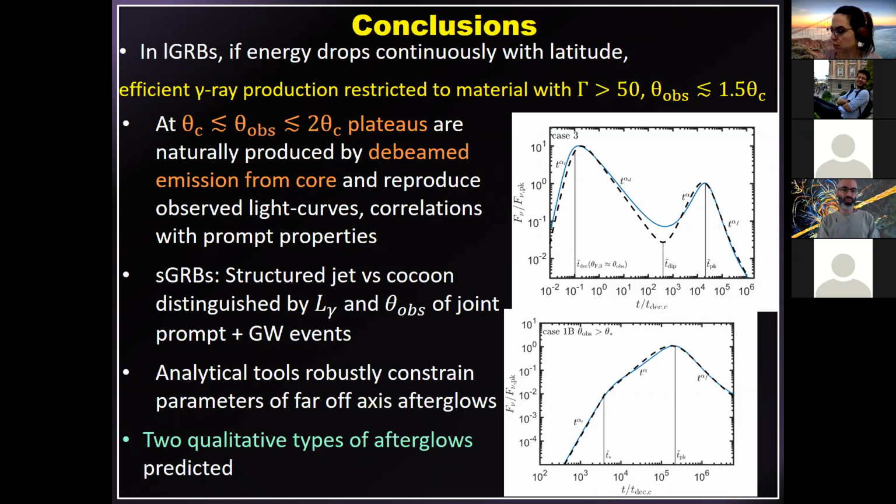In short GRBs, if we want to understand better the structure and the efficiency of gamma ray production, we will be able to do so from joint detections of prompt gamma rays with gravitational waves, looking at the rates and looking at the distribution of the luminosities and viewing angles. And looking at the afterglows of the same events, we will be able to constrain the parameters of the jet quite efficiently if we focus on the shape of the afterglow rather than on the normalizations. And we have this prediction for these two types of afterglows that could be observed. It would be very exciting to see this kind of double-peaked one, but we have to wait and see.